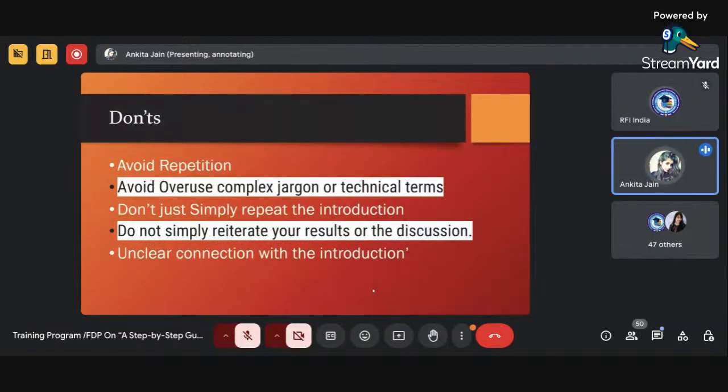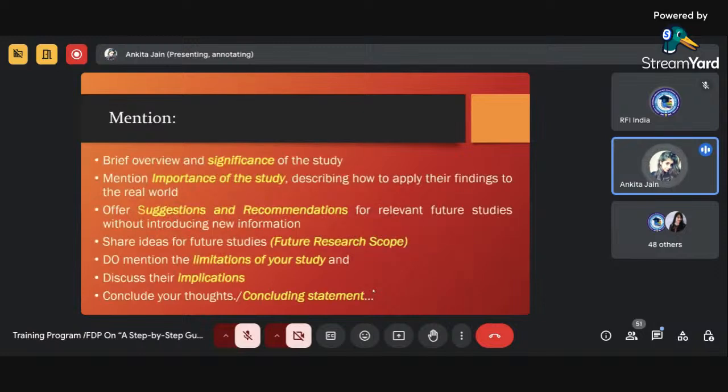Avoid the overuse of complex jargon or technical terms. We should use layman language which everybody can understand, whether it is a person from a general background, a beginner, a researcher, or any academician. Don't simply repeat the introduction. Do not simply reiterate your results or the discussion. Also, your connection with the introduction should be there, so do not put a conclusion which is totally different from the introduction. So these were the do's and don'ts.